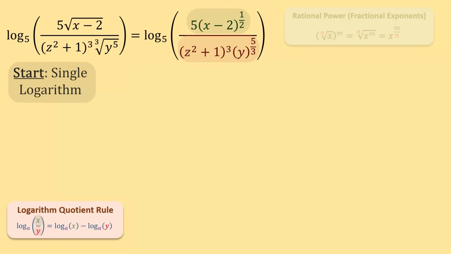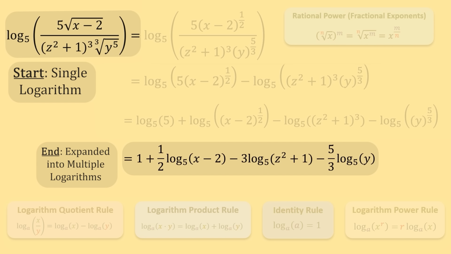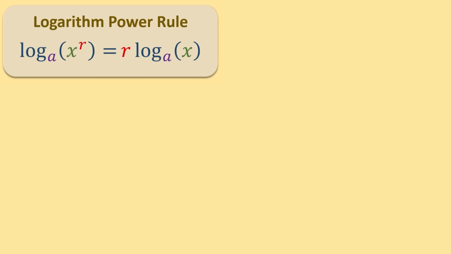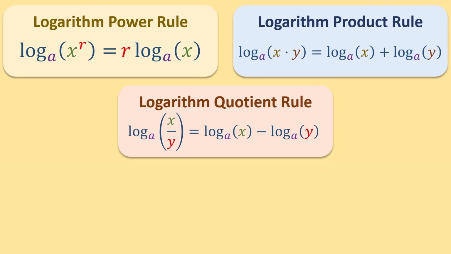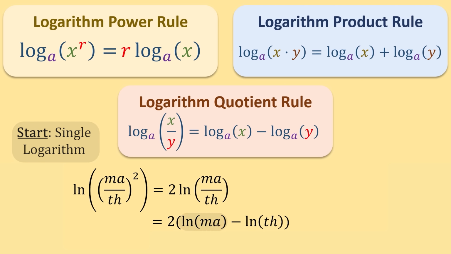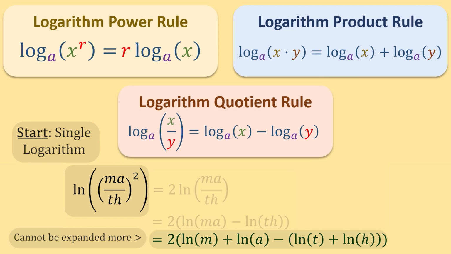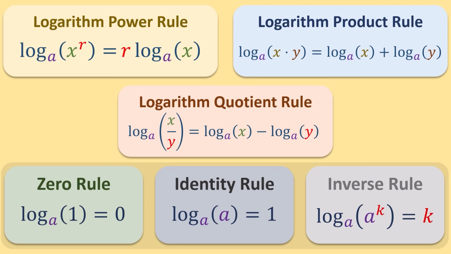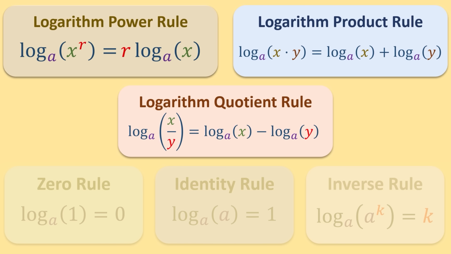The goal is to expand a single logarithm into multiple logarithms. We are going to use the power, product, or quotient rule for logarithms to expand a logarithm as much as we can until they can no longer be used. These rules at the bottom will be brought in when needed, but the main focus will be working with the power, product, and quotient rules for all of our examples.